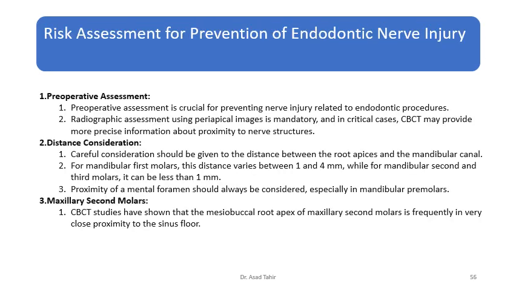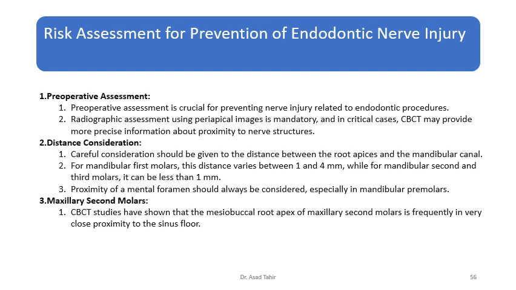Risk assessment for prevention of endodontic nerve injury. Preoperative assessment is crucial for preventing nerve injury related to endodontic procedures. Radiographic assessment using periapical images is mandatory, and in critical cases, CBCT may provide more precise information on proximity to nerve structures. Distance consideration: careful consideration should be given to the distance between the root apices and the mandibular canal.